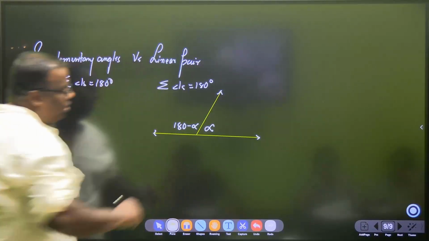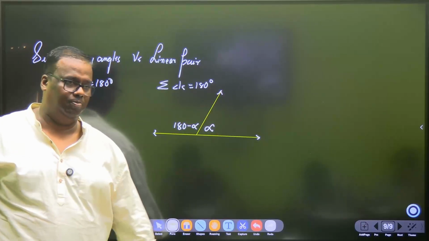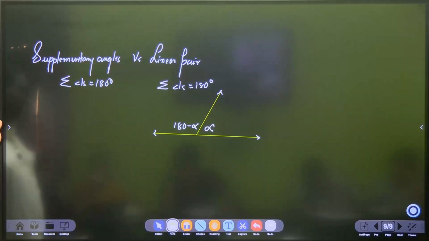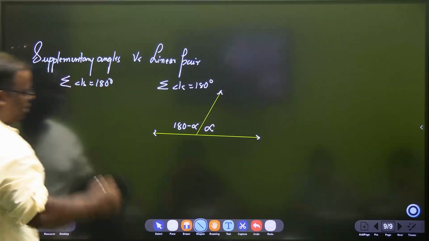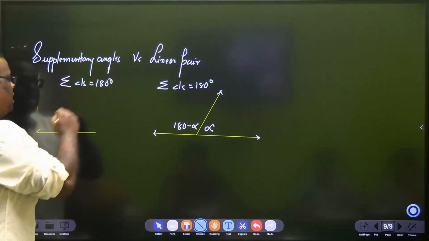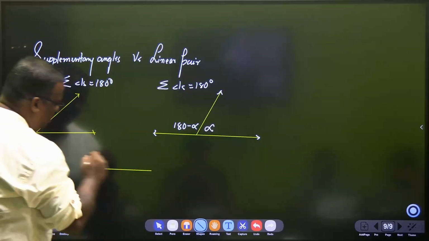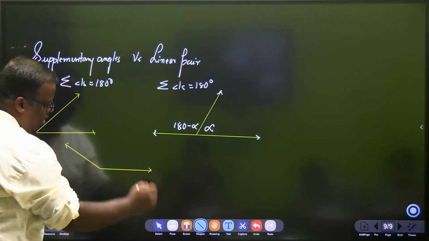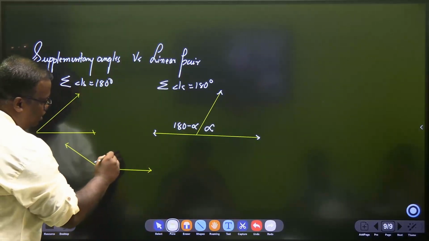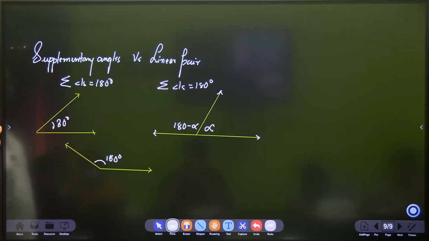A linear pair, first comes a linear straight line. On that the bifurcation will happen. Whereas when you talk about supplementary angles, they need not be on the same base. They may be two different angles who add up and give you how much? 180 degrees. Let's say I have an angle of this sort and I have another angle like this, right? And say this measures 150 degrees and this measures 30 degrees.